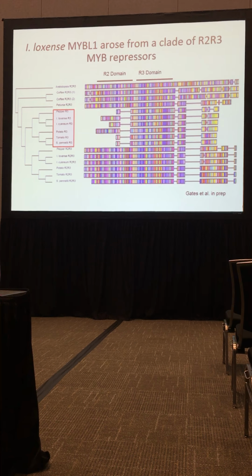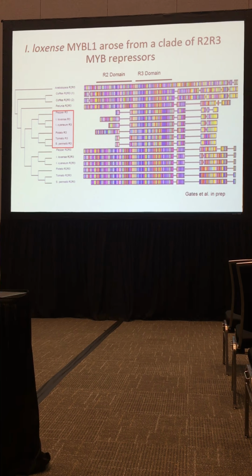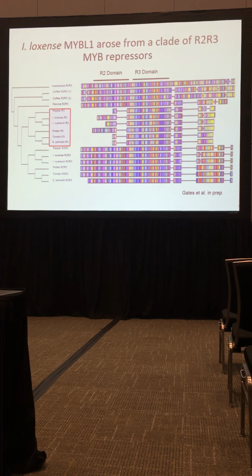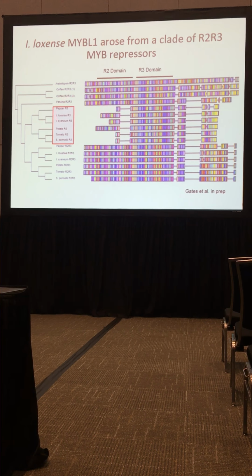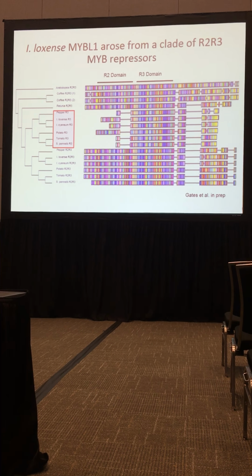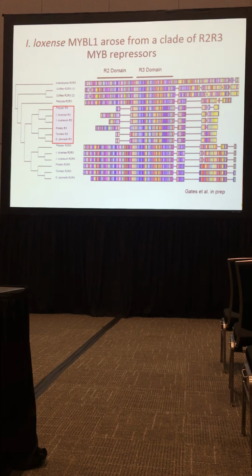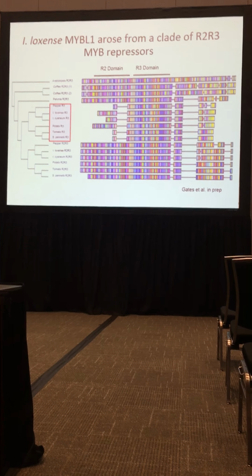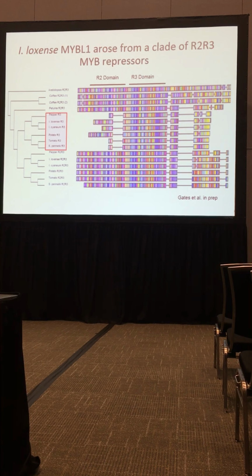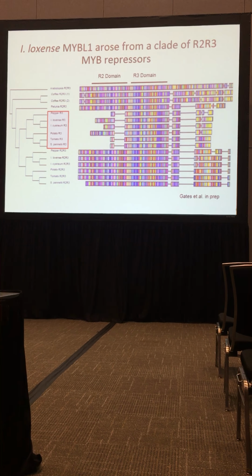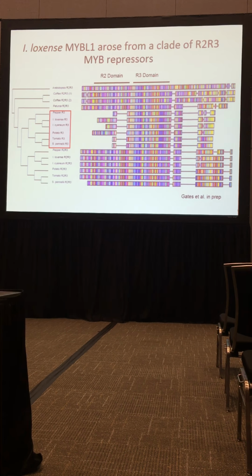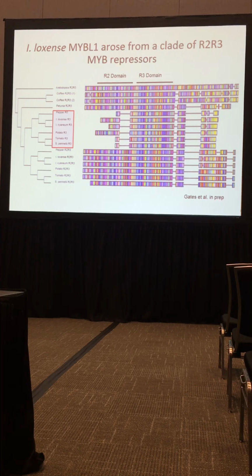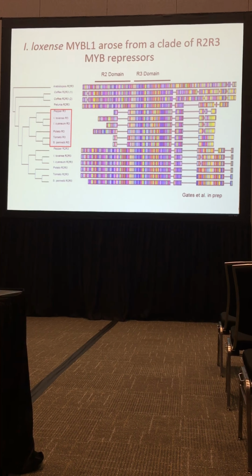And so I'm going to draw your attention to this alignment here. What we can see is two things. First, it arose from a clade of R2, R3 genes. You can see this R2 domain is just abolished in this clade of MYB repressors here. And then the really interesting thing is that the Arabidopsis MYB and the Petunia MYB, its close relatives that it's derived from, are characterized repressors in their own right. So this sets up a new hypothesis for the origin: it came from a clade of repressors, duplicated, lost its R2 domain, and retained the repressive function. That's how it's working now.